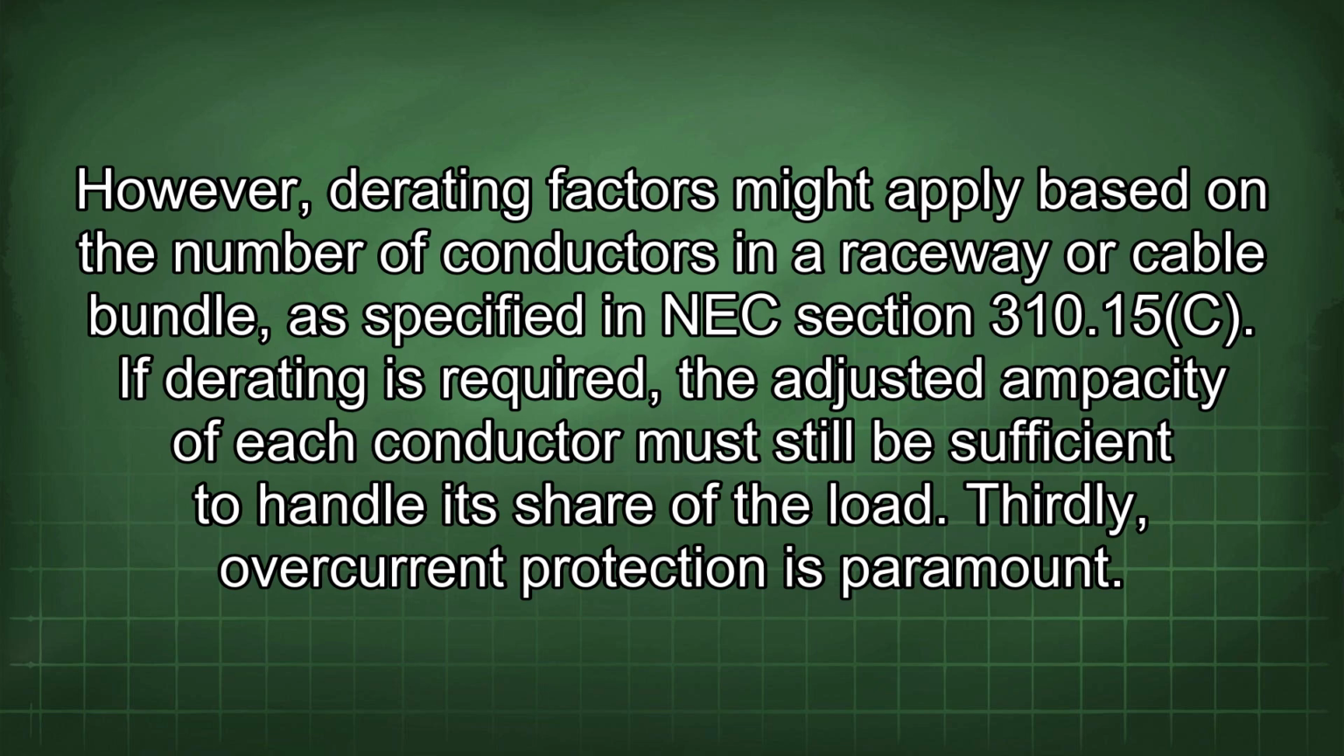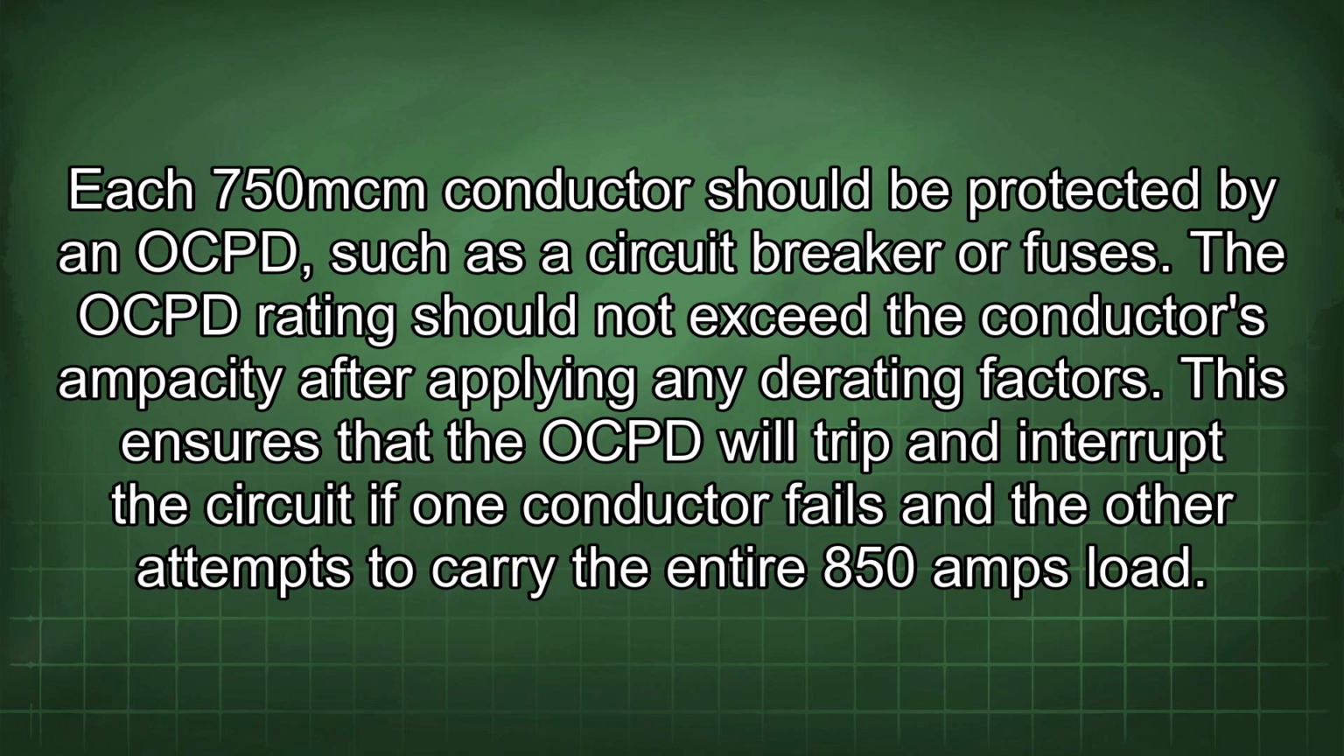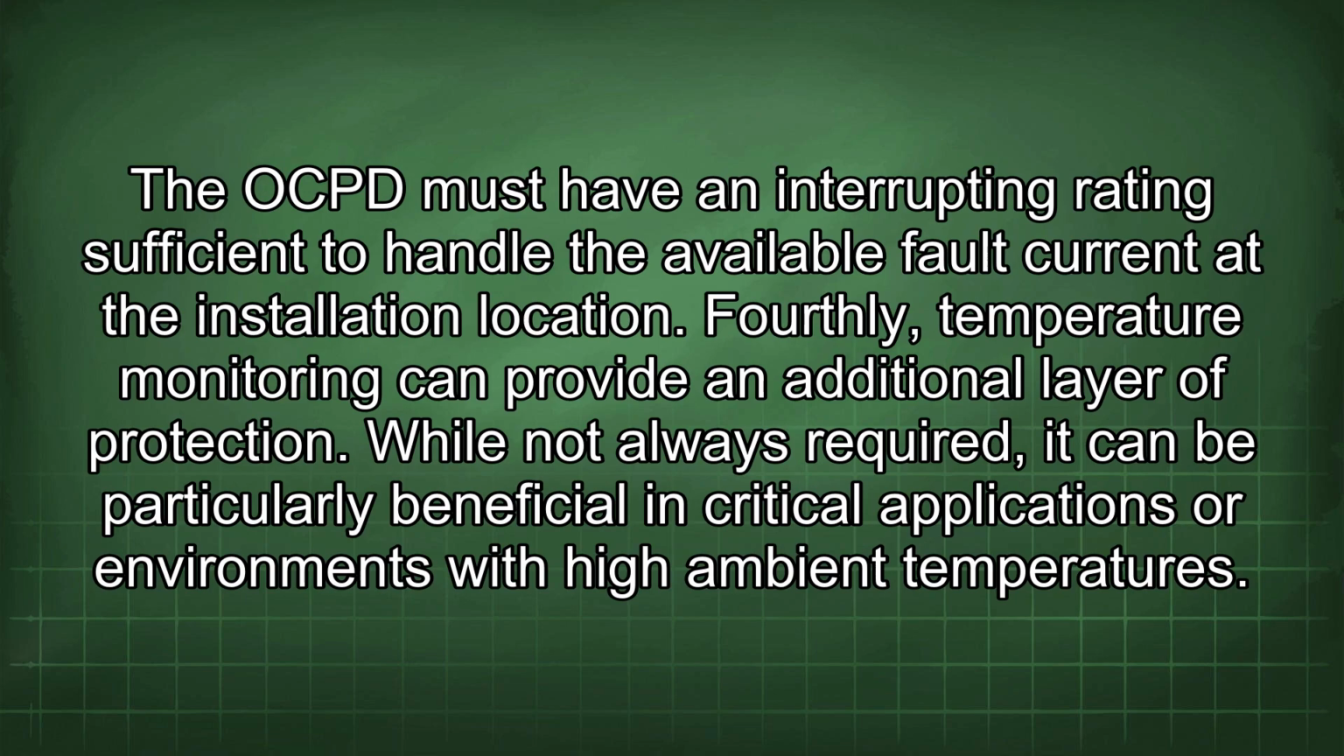share of the load. Thirdly, overcurrent protection is paramount. Each 750 ohm conductor should be protected by an OCPD, such as a circuit breaker or fuses. The OCPD rating should not exceed the conductor's ampacity after applying any derating factors. This ensures that the OCPD will trip and interrupt the circuit if one conductor fails and the other attempts to carry the entire 850 amps load. The OCPD must have an interrupting rating sufficient to handle the available fault current at the installation location.